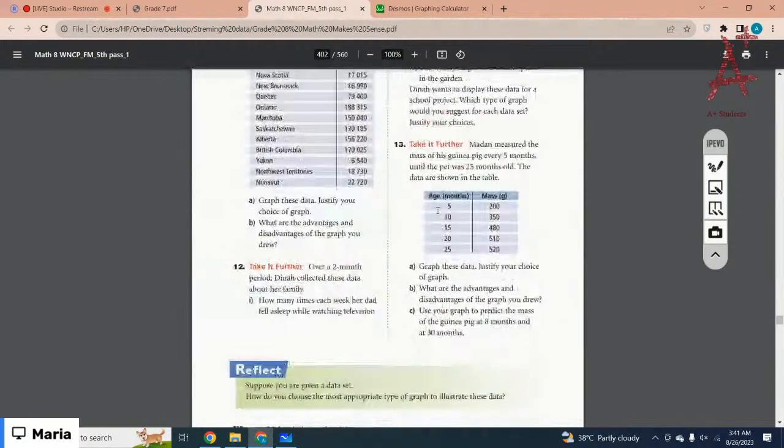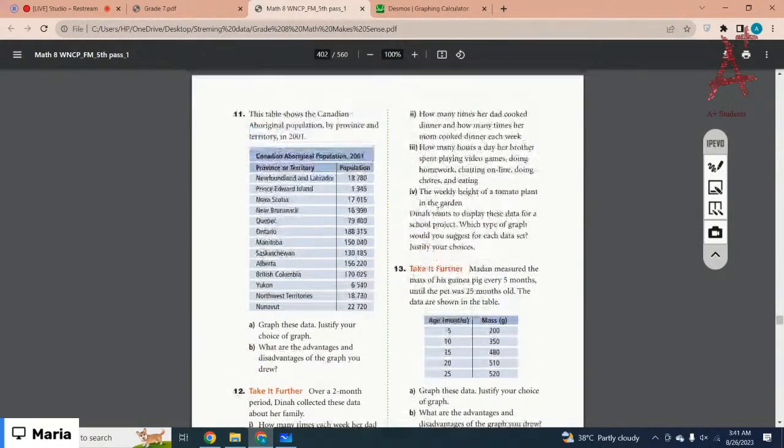Now look at question number 12. Over a 2 month period, Dina collected these data about her family. A: How many times each week her dad fell asleep while watching television. B: How many times her dad cooked dinner. C: How many hours a day her brother spent playing video games. D: The weekly height of a tomato plant in the garden. Dina wants to display these data for a school project. What type of graph would you suggest for each data set?